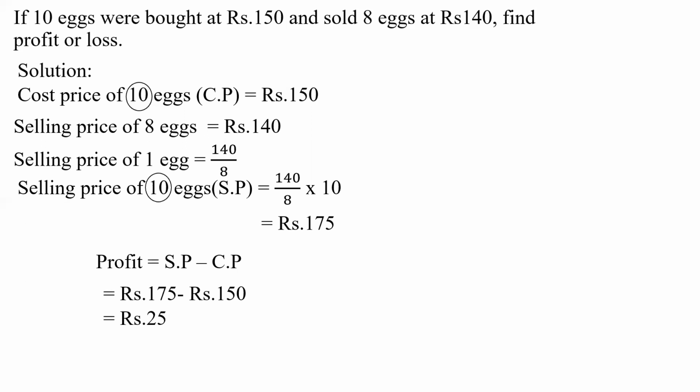So remember, whenever you find a profit or loss, the quantity must be the same. The selling price and cost price must be of the same quantity. And remember, here I made it the cost price of 10x and the selling price of 10x. You can even make it the cost price of 8x and selling price of 8x, or the cost price of 1 egg and the selling price of 1 egg. It doesn't matter, but remember, the quantity must be the same. Okay, so let's move to the next question.